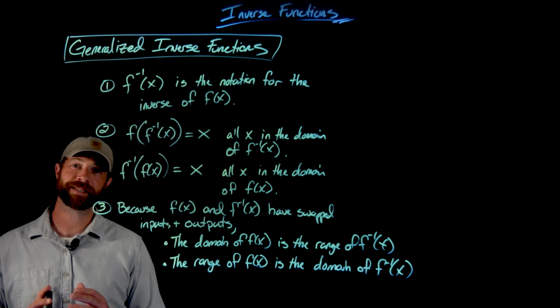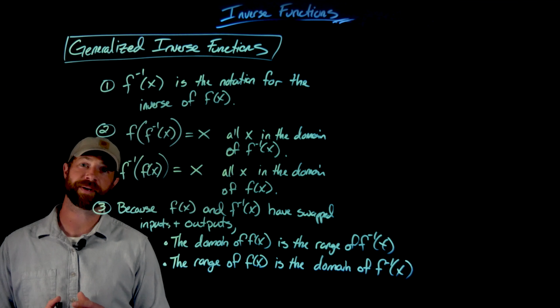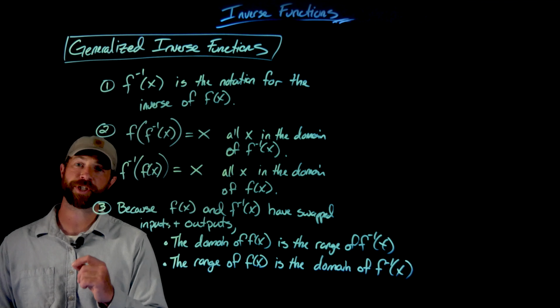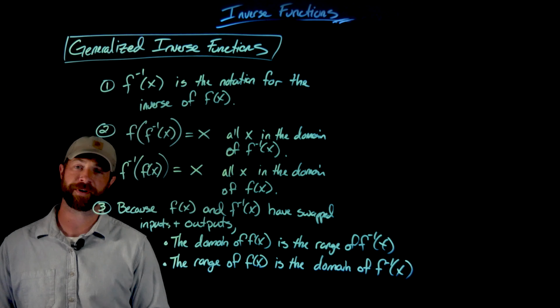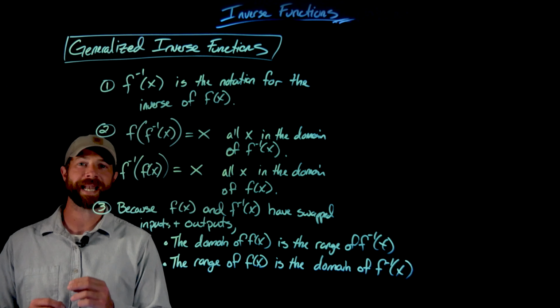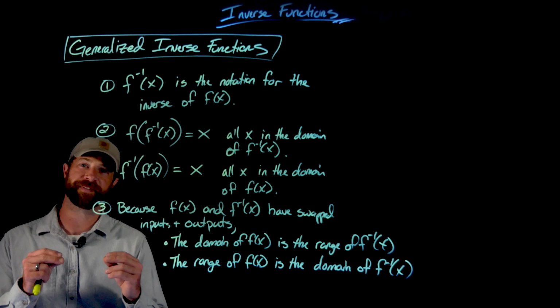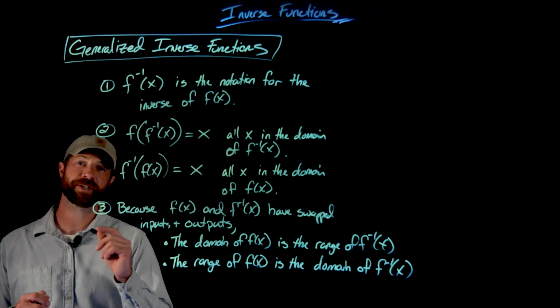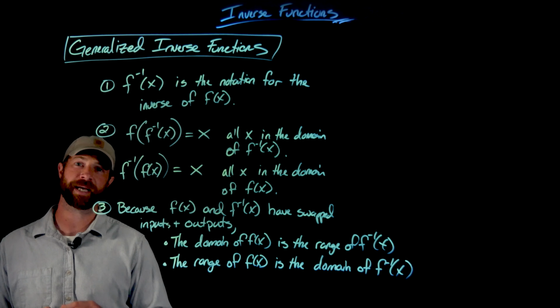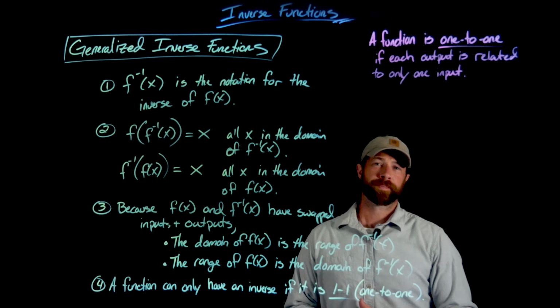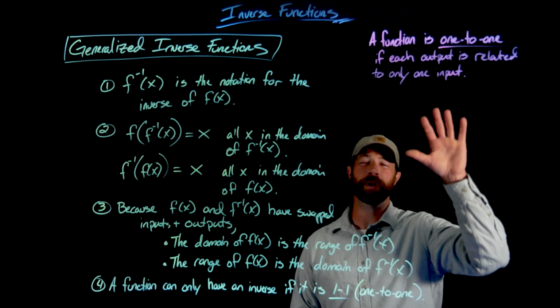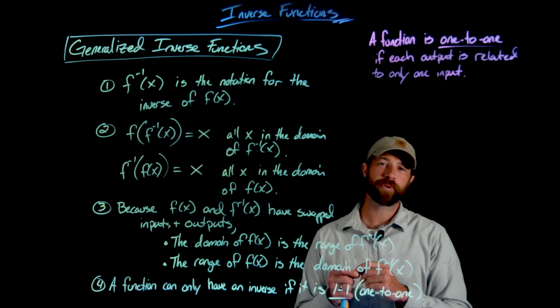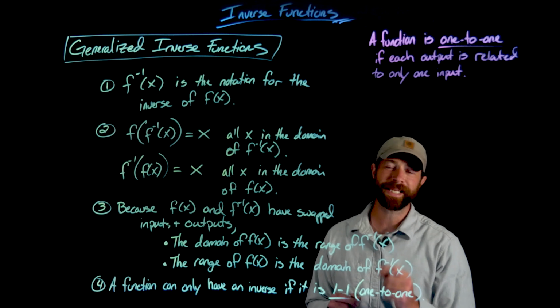And finally, the last important statement to generalize about inverse functions is that a function can only have an inverse function if it's a one-to-one function. What that means is that every output of the original function is related to only one input. I'll step back and talk about that one-to-one part a little bit more. So again, a function is one-to-one only if each output is related to only one input.